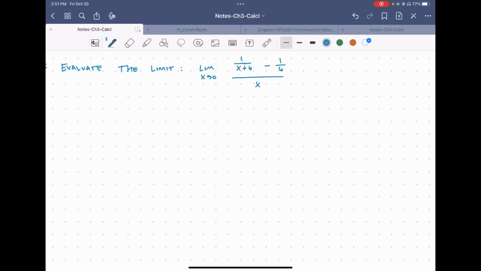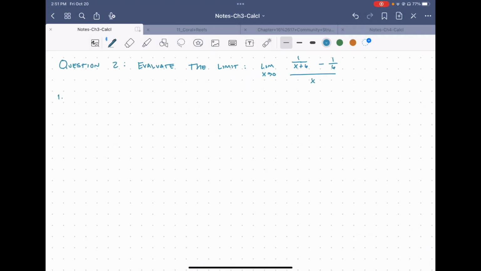Okay, the second problem we will be doing today, question number 2, is evaluating the limit as x approaches 0 of (1 over x plus 6 minus 1 over 6) over x. Now this one may seem more daunting than the first, but if you look at the parts of it, you can see that it's fairly similar to the first one.